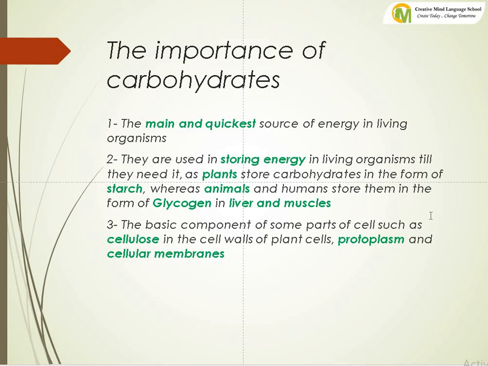Whereas animals and humans store them in the form of glycogen in liver and muscles. So plants store energy as starch, the type of carbohydrate in plants, but humans store carbohydrates in the form of glycogen in liver and muscles. Number 3, the basic component of some parts of the cell, such as cellulose in the cell walls of plant cells, and protoplasm and the cellular membranes.